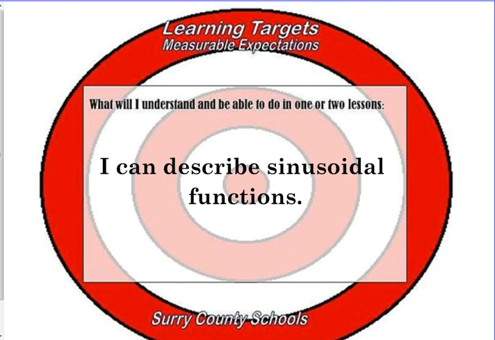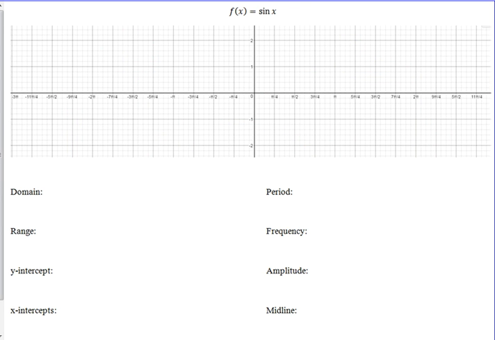Okay, these are what we call sinusoidal functions. It's a big fancy word that pretty much comes down to we're talking about sine and cosine. Sinusoidal functions are a specific type of periodic function. The definition of a periodic function is just that it repeats itself every set amount of x values.